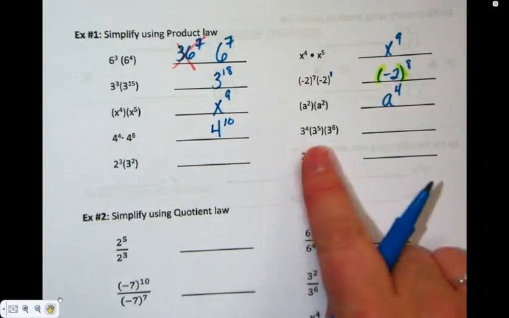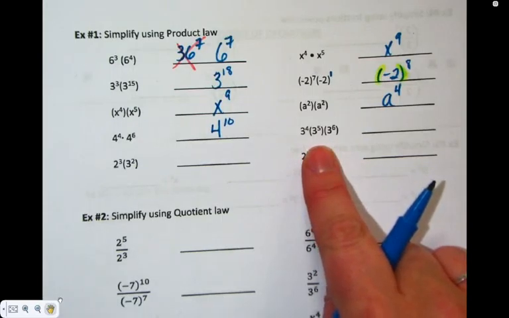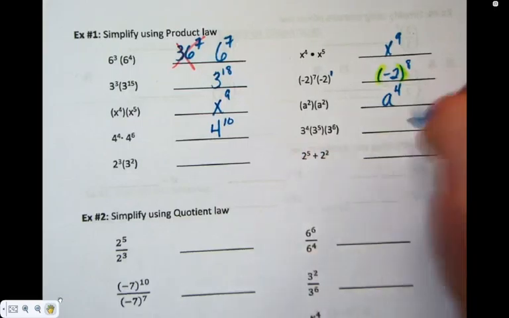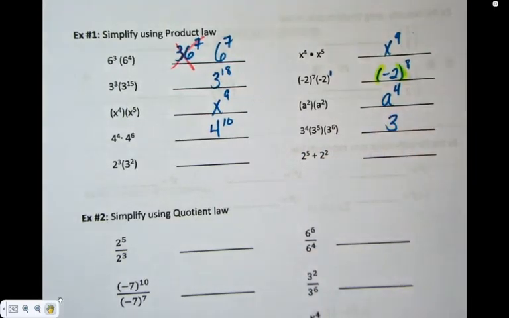What do I do when there's more than two bases? Same thing. I could have 10 bases. I don't care. We're just going to keep the base and add the exponent. So this is still going to be a 3. And all we need to do is add up the exponent. So 4 plus 5 plus 6.